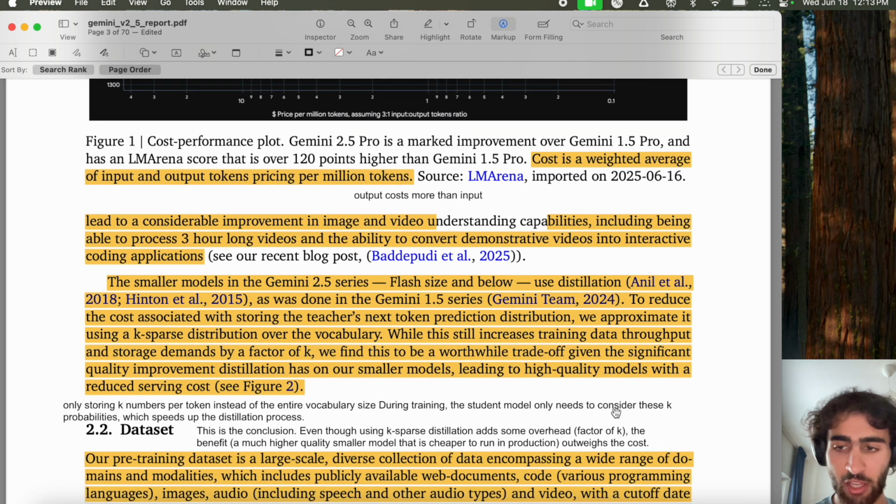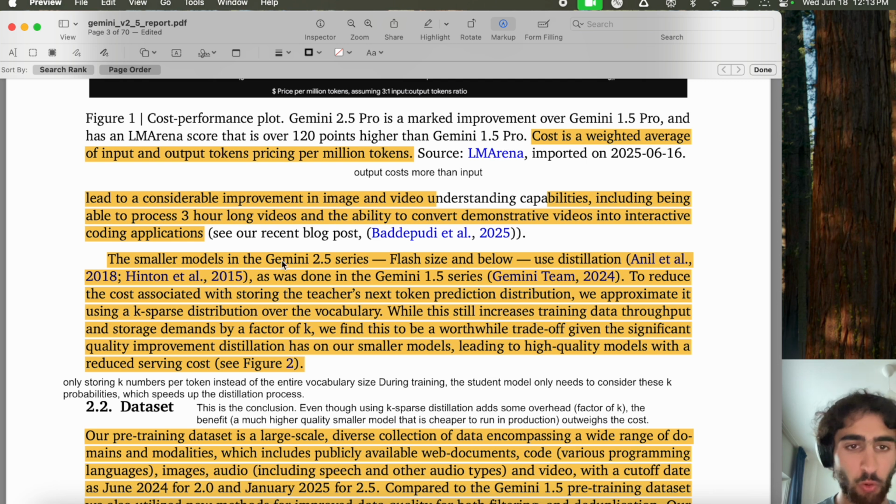So we talked about the sparse MoE architecture for the 2.5 Pro series, but the smaller models in the Gemini 2.5 series, which is to say Flash, use distillation. And to reduce the cost associated with storing the teacher's next token prediction distribution, they approximate it using a k-sparse distribution over the vocabulary. So if you're not aware, in distillation, we're able to have a much more efficient and targeted training paradigm, because instead of having a binary signal, which is the case in normal LLM training, of whether or not the LLM predicted the correct token that was in the training text, instead we can use a distribution from the teacher model in order to correct our student model's distribution.